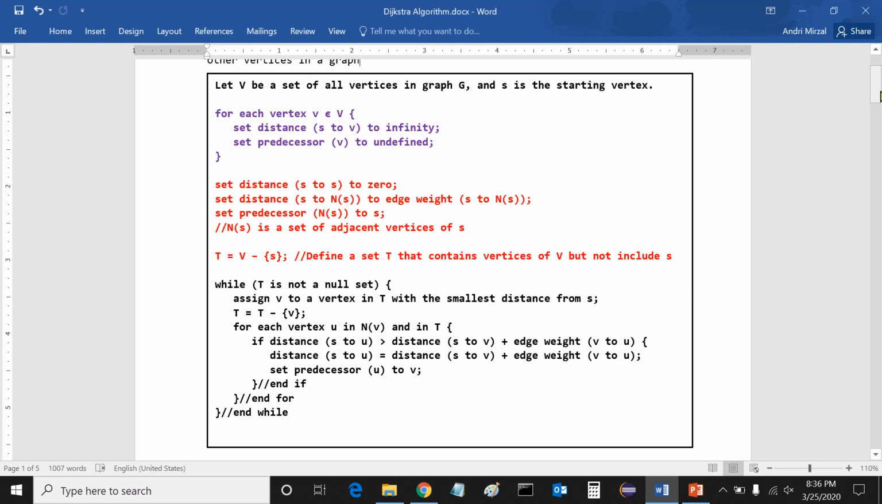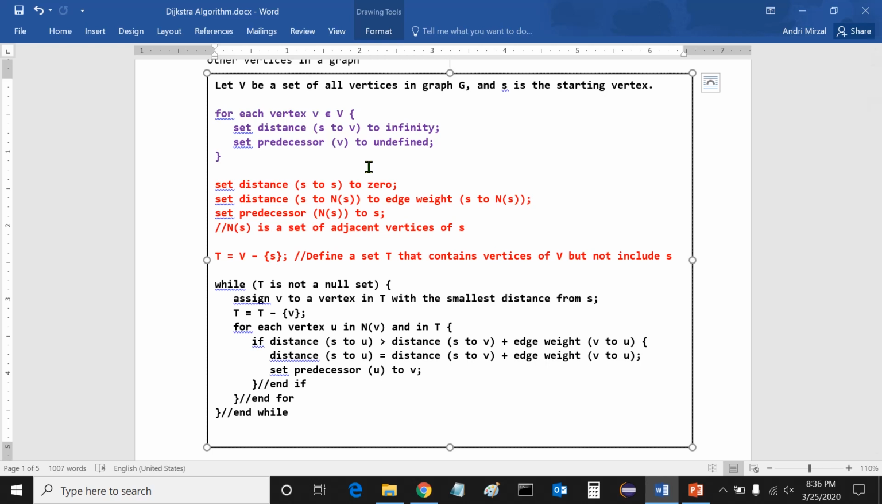the non-negative weight graph. Okay. You can see that this is the first statement. In this first statement, we just set some distance to infinity, then set some predecessor v to undefined. Okay, I think we don't need to go into detail for this algorithm because it will take some time. Okay, it takes some time for you to understand. If you are interested to understand this algorithm, you can download this file in the Blackboard.